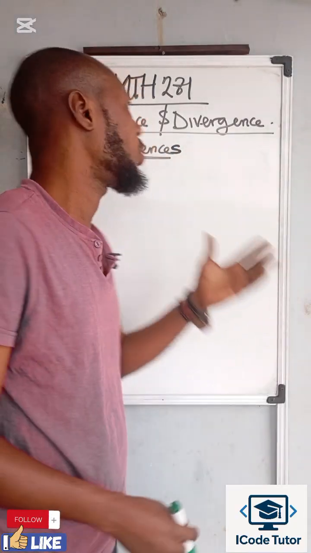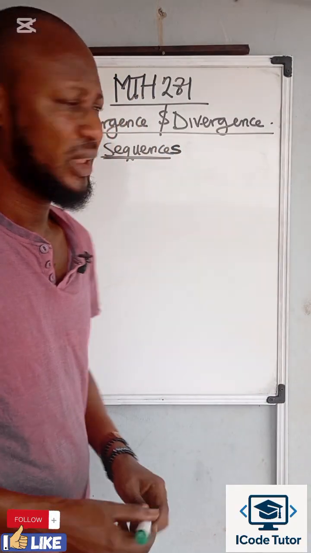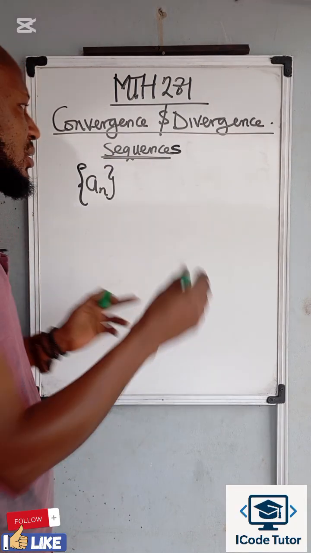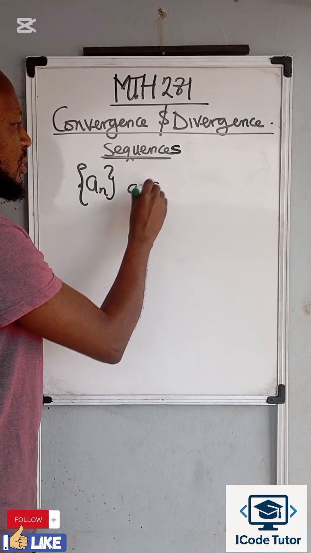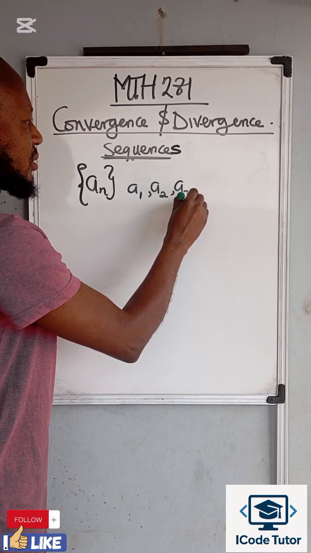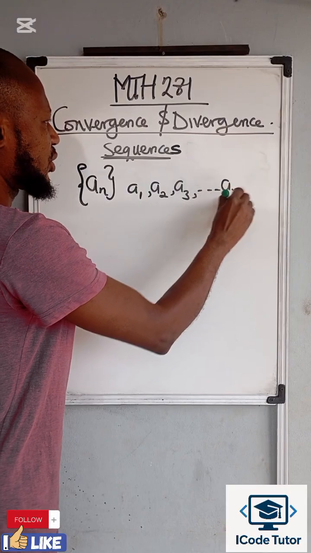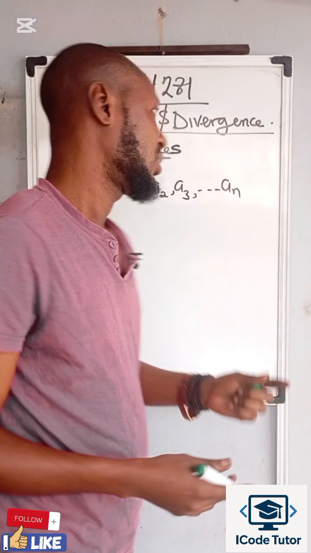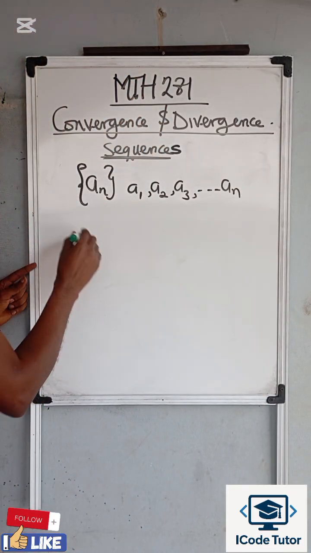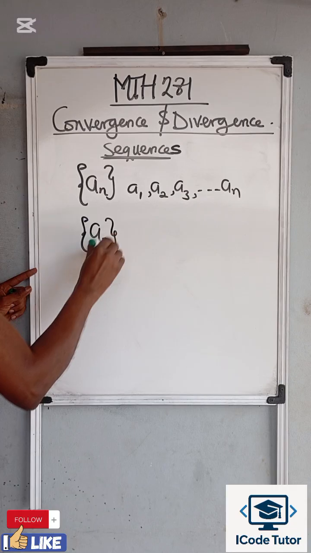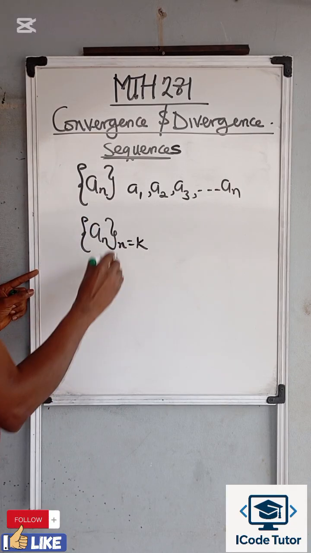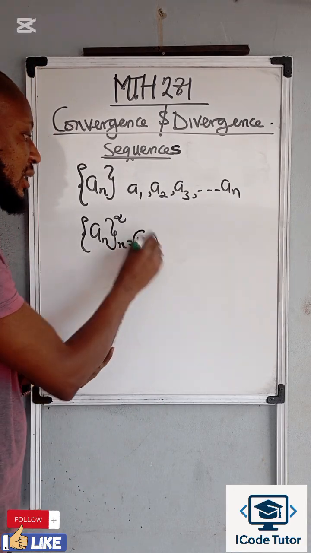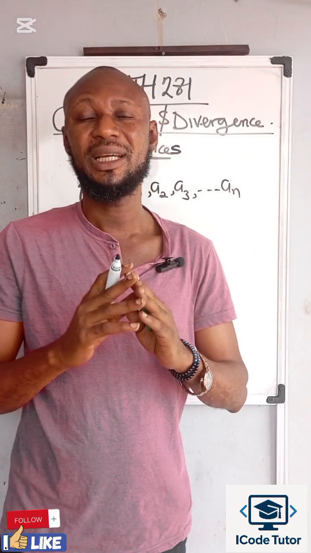Before then, let's look at what sequences are. What is a sequence? A sequence of n is a set of terms a1, a2, a3, a sub n, in which n is a positive integer. The sequence can also be denoted by s sub n, with k ranging from k to infinity. And don't forget that k can be represented by a constant number.